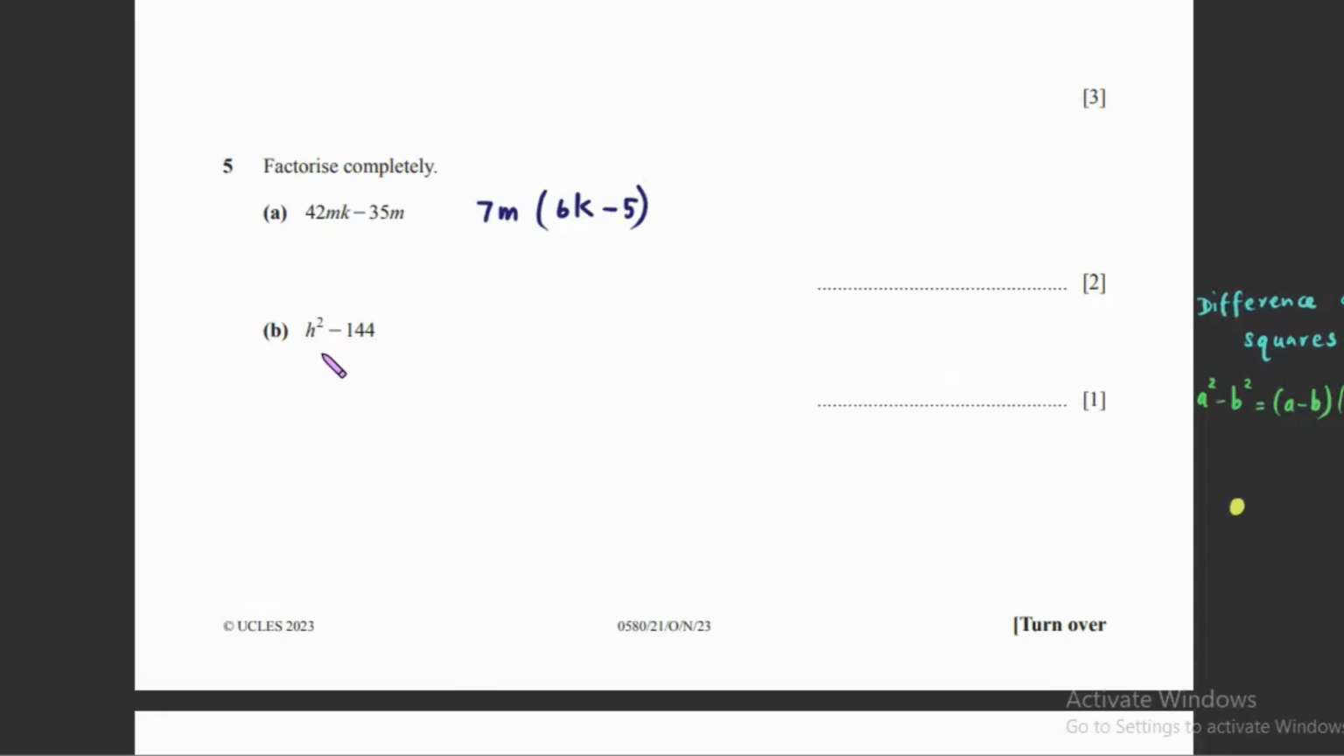The next question is based on the difference of squares. When we have the difference of squares, we need to square root them and put the answers that we get within the brackets with a minus and a plus. So I can write this one as h. The square root of 144 is 12. So I can write it as h minus 12 and h plus 12. Let's move on to the next question.